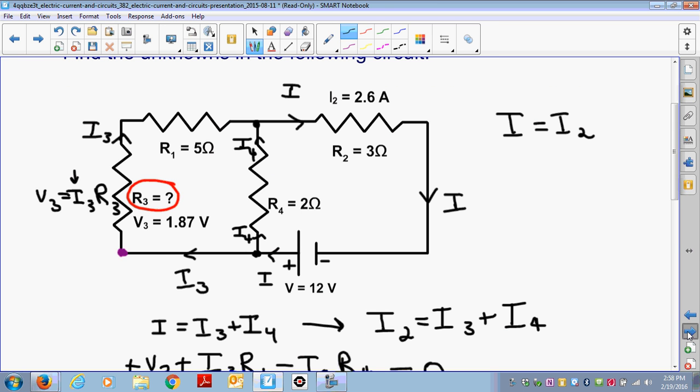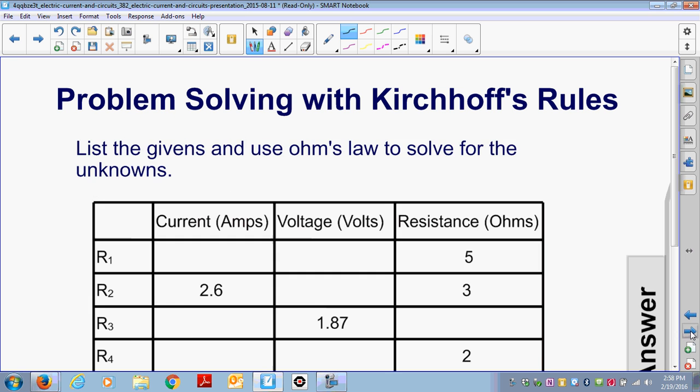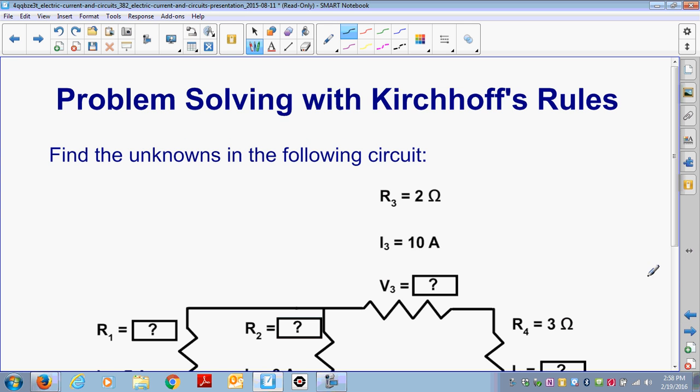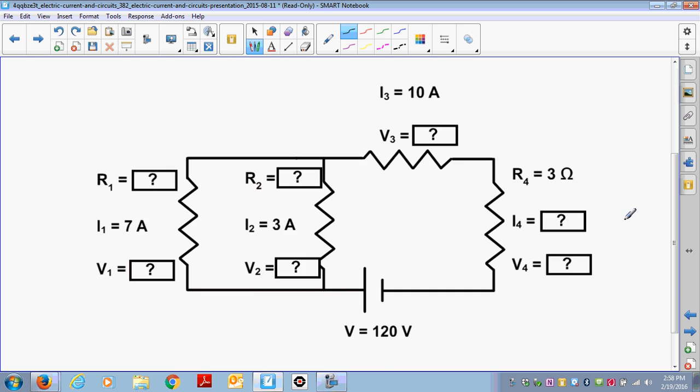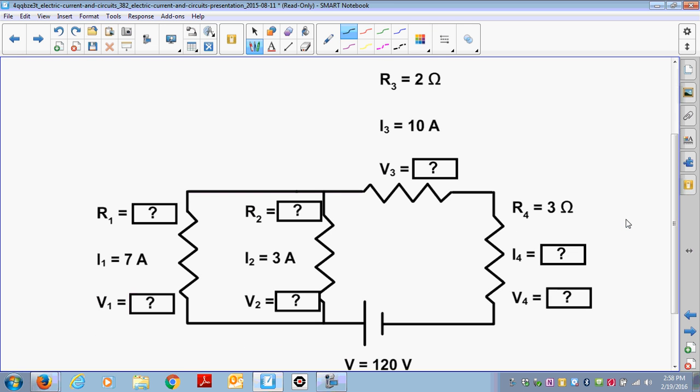Okay, so now what I want you to do is skip through all of these slides. I'm not sure what they're doing there. And now what I want you to do is go ahead and take a look at this circuit here. And we're going to solve this for the unknowns. I want you to go ahead and do this now and see whether you can use your junction rule and your loop rule. And then we'll go over this the next day in class.